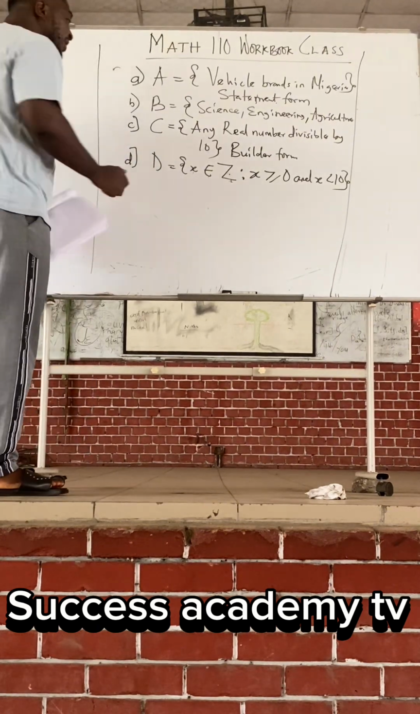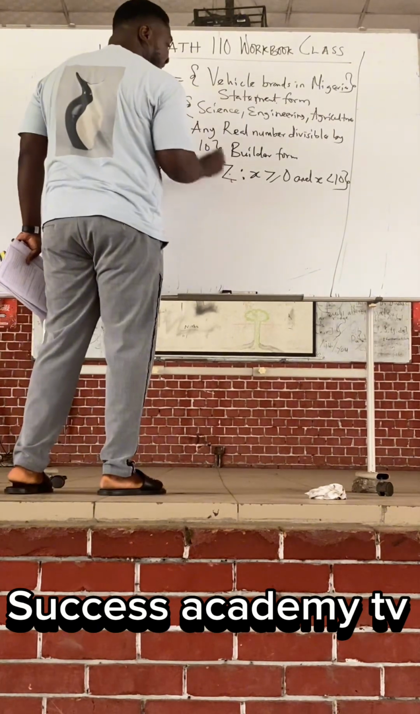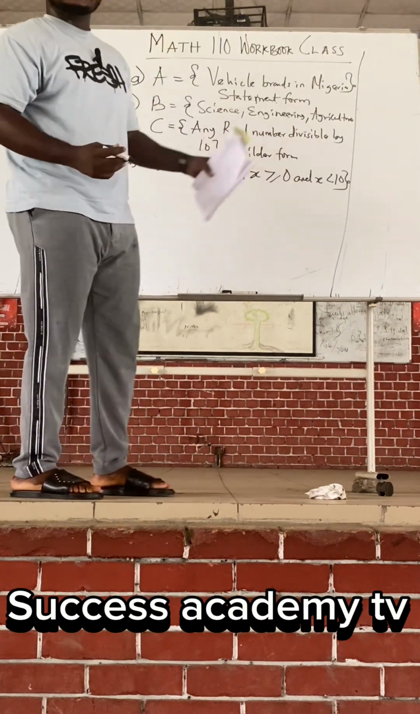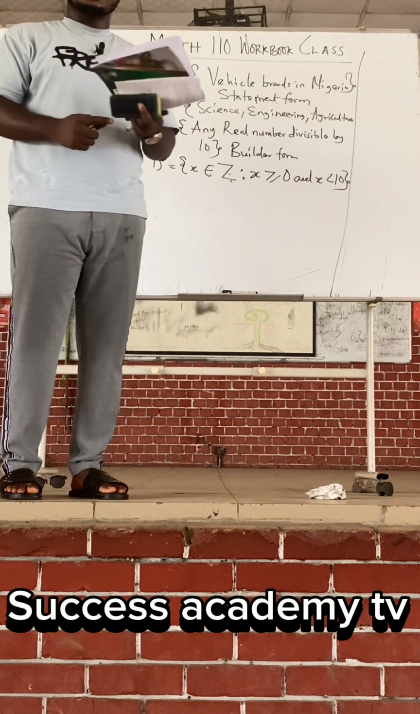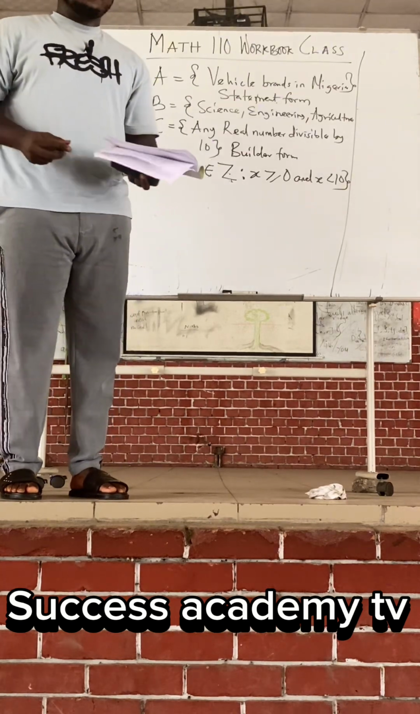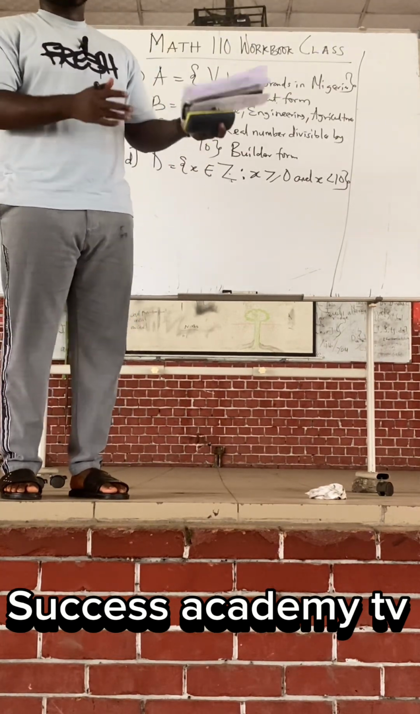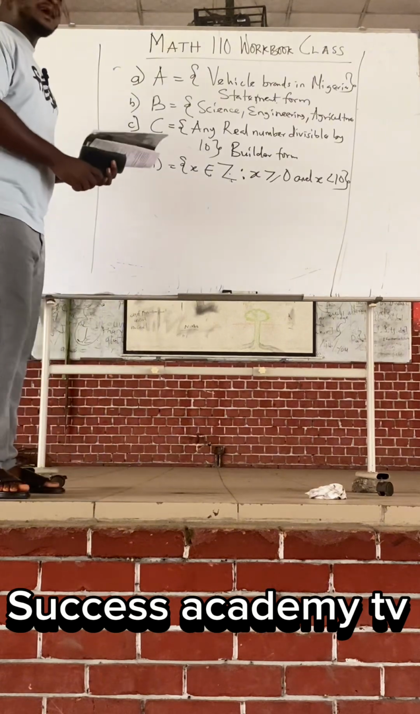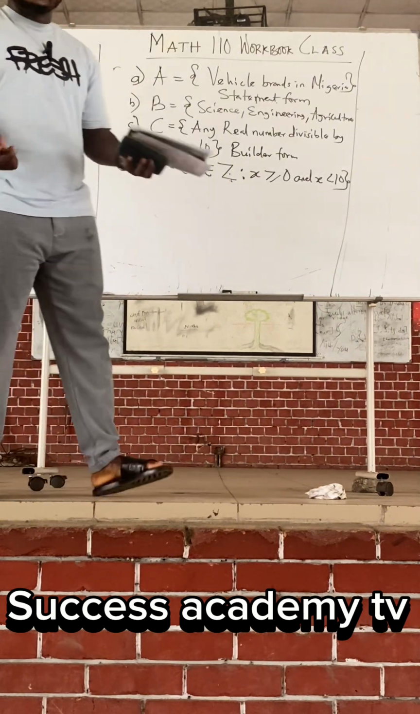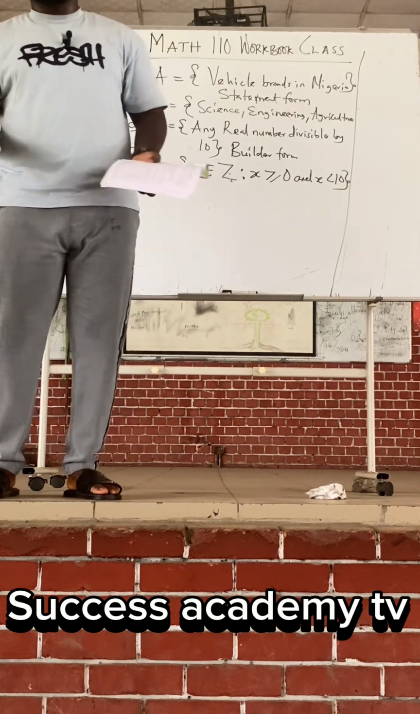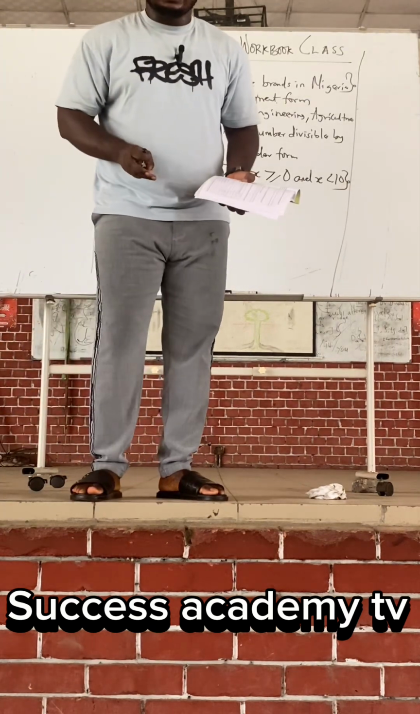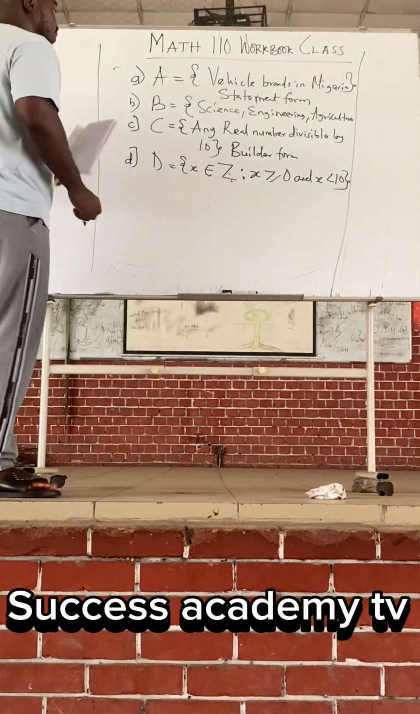Set D, we have a set of X, so that X is a member of all integers. Class, integers can be positive, it can be negative. As long as you're a whole number, you're an integer. In mathematics, as long as you're a whole number, you could be positive, you could be negative. So minus 100 is an integer. Minus 200 is an integer. But once you are not a whole number, you're not an integer. It means decimals cannot be integers. Fractions cannot be. You must be a whole number.